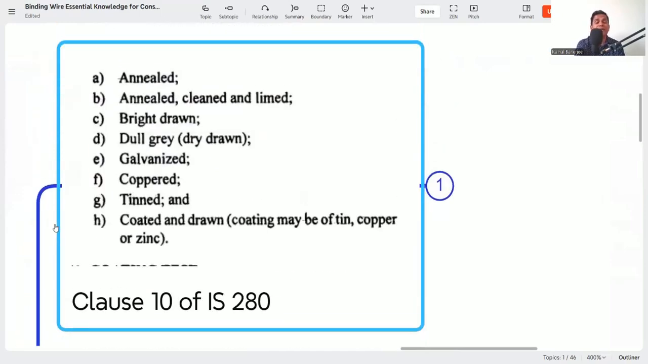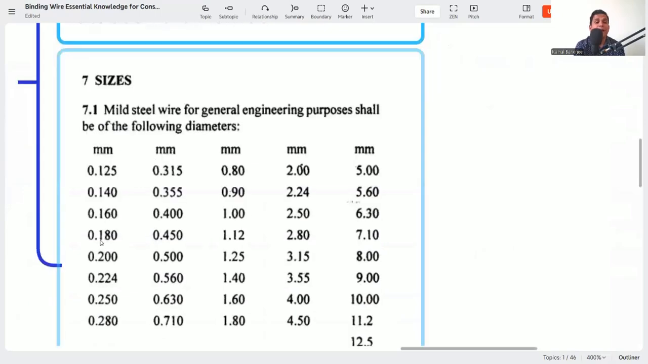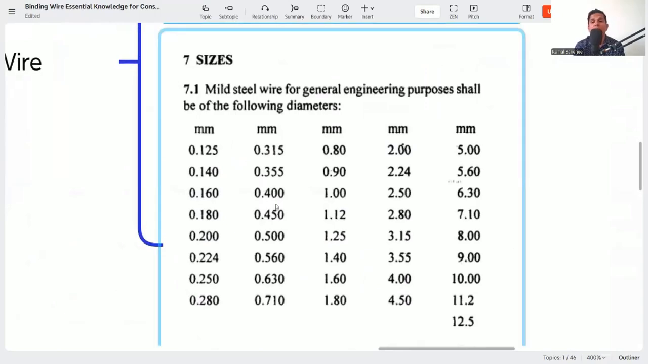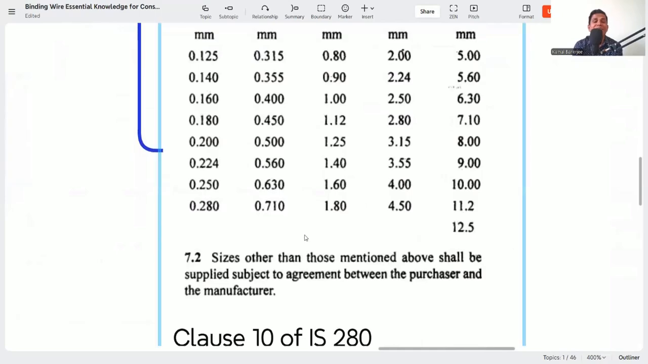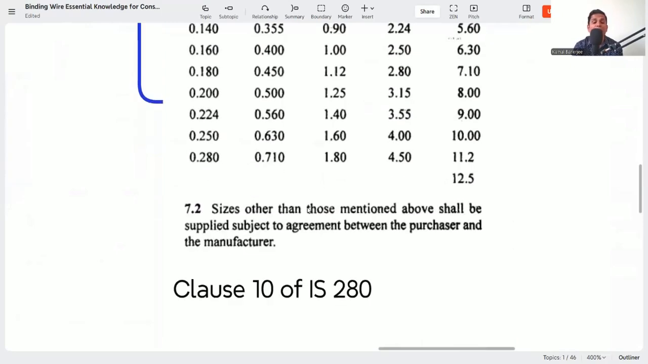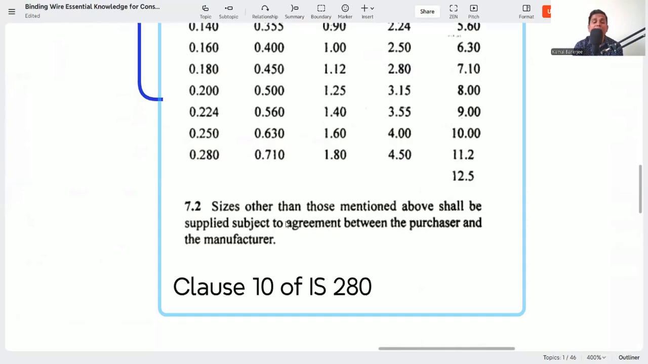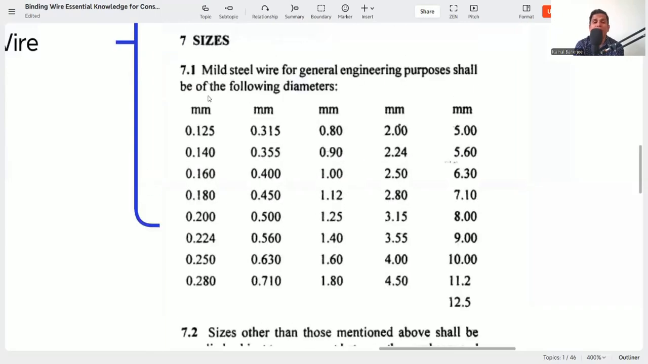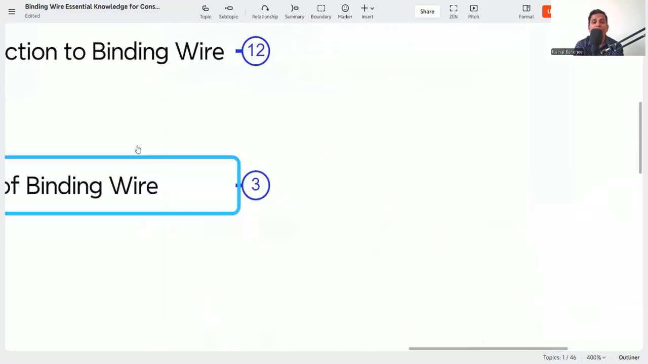These are the different types, but what is the size? Size is given in clause 7 of IS 280. It is given as 0.125 mm to 12.5 mm, but generally we use 1.1 to 1.25 mm or 1 mm binding wire as per the requirement, and sizes other than those mentioned above shall be supplied subject to agreement between the purchaser and the manufacturer. So these are the guidelines for what can be used, but that doesn't mean you cannot produce other sizes. If the purchaser and the manufacturer agree, it is okay. So what the sizes of the binding wire will be is given in clause 7 of IS 280.